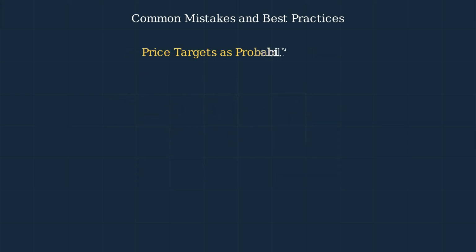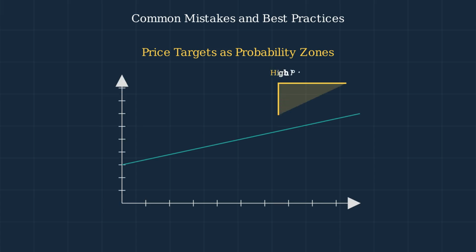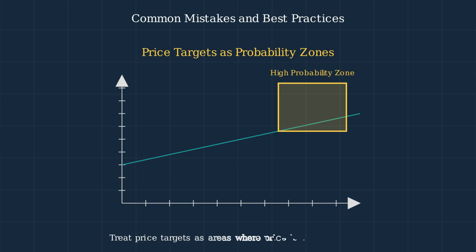Perhaps the most important practice is to treat price targets not as exact prices, but as probability zones where price action is likely to develop. Markets are dynamic and probabilistic. By approaching price targets as zones rather than exact levels, you acknowledge market uncertainty and set more realistic expectations for your trading strategies.